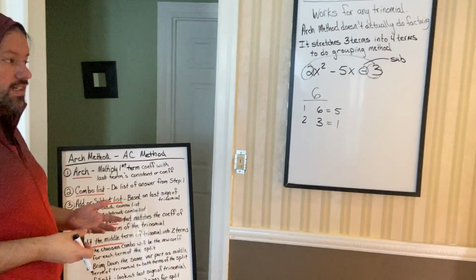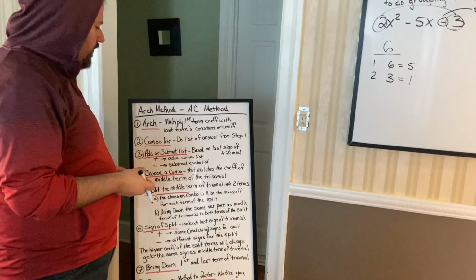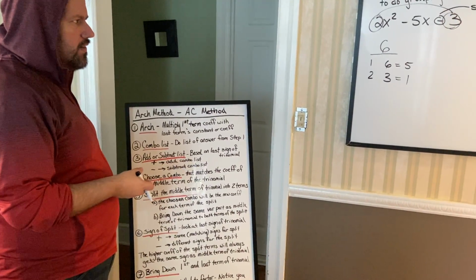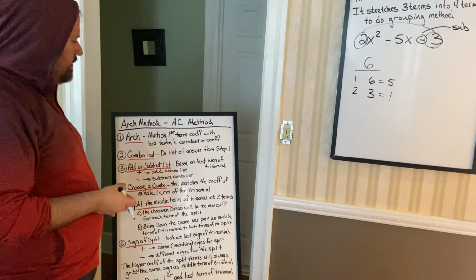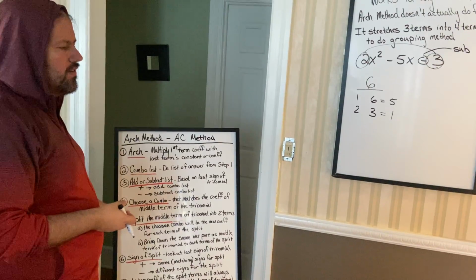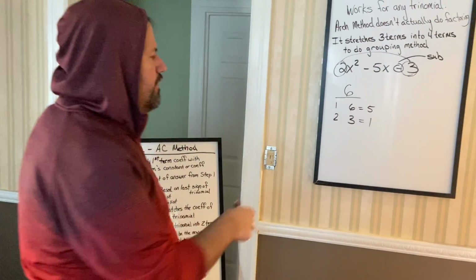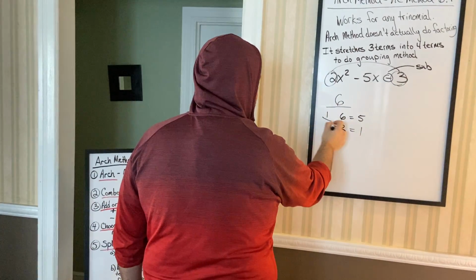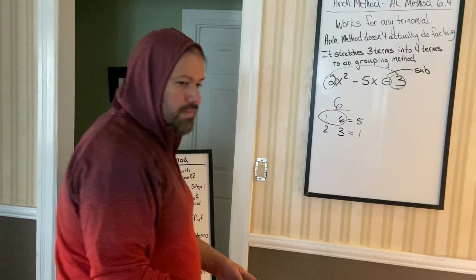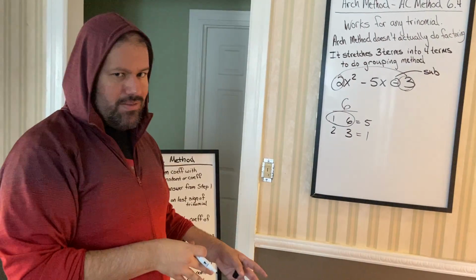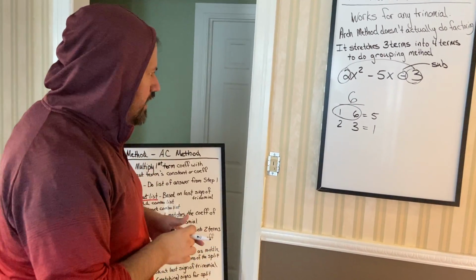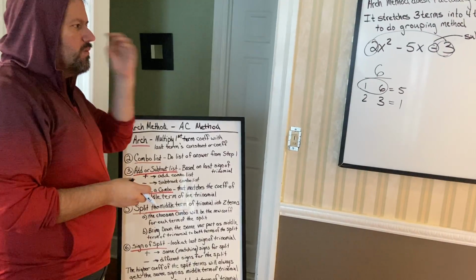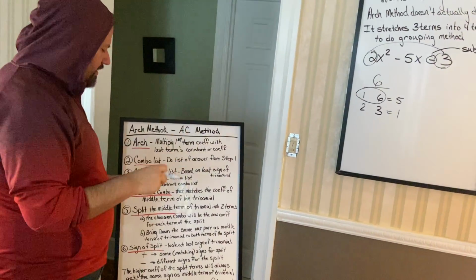Next, we got to choose a combo. Remember, step 4 says look at the middle term of the trinomial and see which one matches that coefficient. So the middle is a 5, so the only one that gives us a 5 is the 1 and a 6. Now remember, we are not using any parentheses here. We're not actually factoring. So you're not putting 1 and 6 in any set of parentheses.